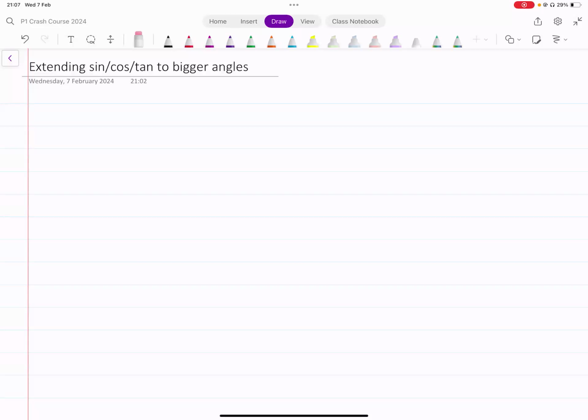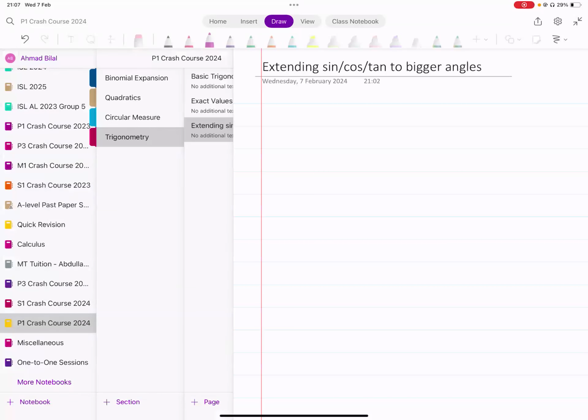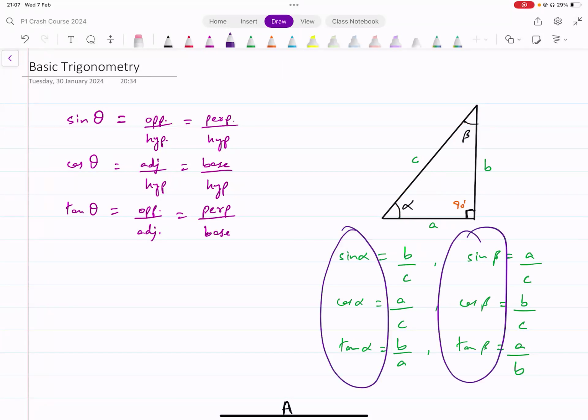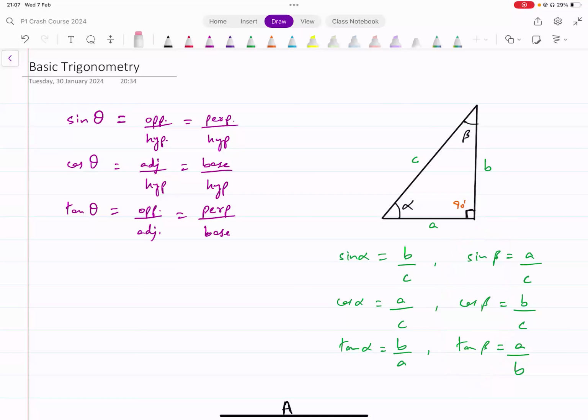In a right angle triangle, the angles can only be acute, because if one angle is 90 degrees, the sum of all the angles in the triangle has to be 180. So alpha and beta here are always going to be acute, always less than 90 degrees. They can never be more than 90. So these definitions of sine, cos, and tan that you learned for alpha and beta only seem to work for acute angles in this case.